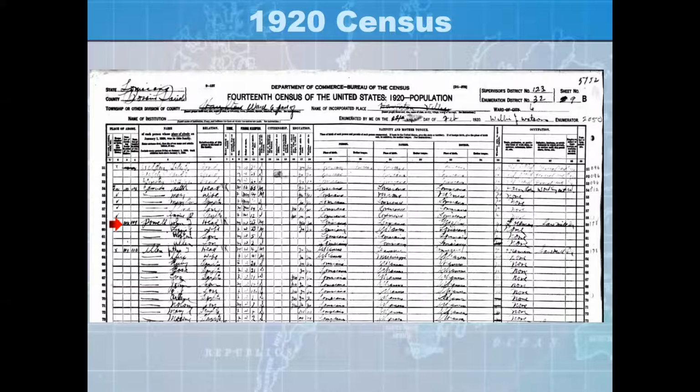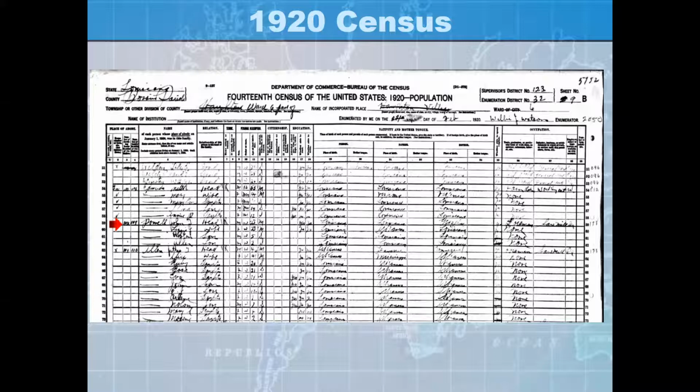Sometimes these pieces of information may clash with each other. You may get a different date on one than you do on the other. So it gives you some other places to look and some other clues as to where to look for your information. Education: whether the person attended school in the past year and whether they are able to read and write.